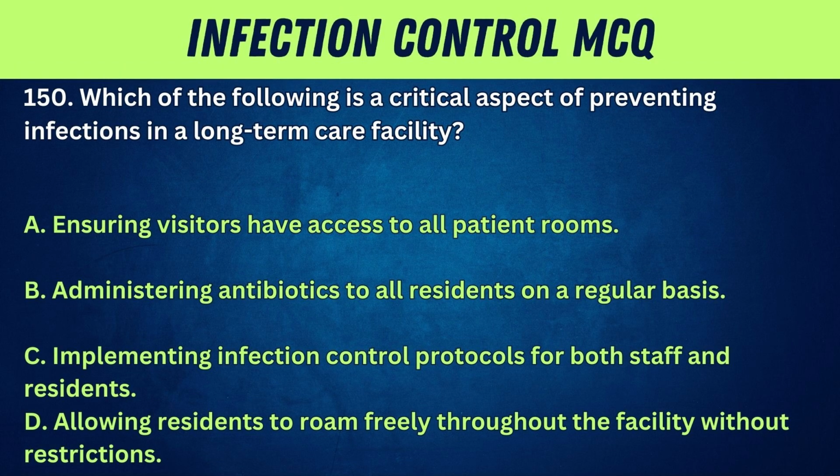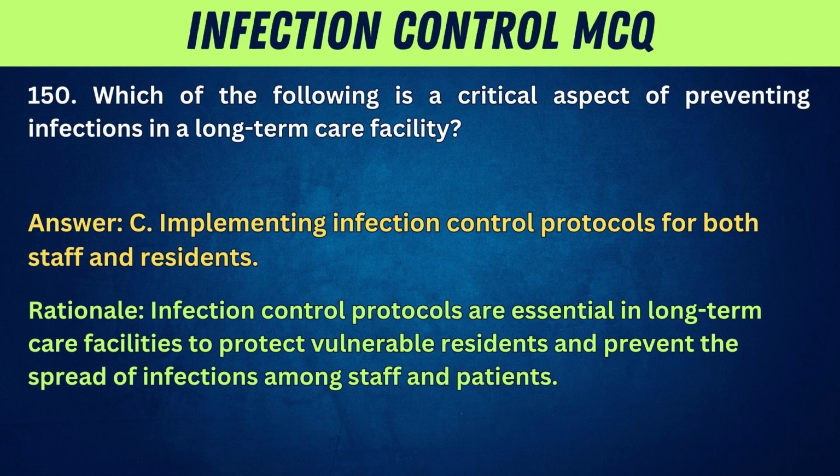150. Which of the following is a critical aspect of preventing infections in a long-term care facility? A. Ensuring visitors have access to all patient rooms. B. Administering antibiotics to all residents on a regular basis. C. Implementing infection control protocols for both staff and residents. D. Allowing residents to roam freely throughout the facility without restrictions. Answer: C. Implementing infection control protocols for both staff and residents. Rationale: infection control protocols are essential in long-term care facilities to protect vulnerable residents and prevent the spread of infections among staff and patients.